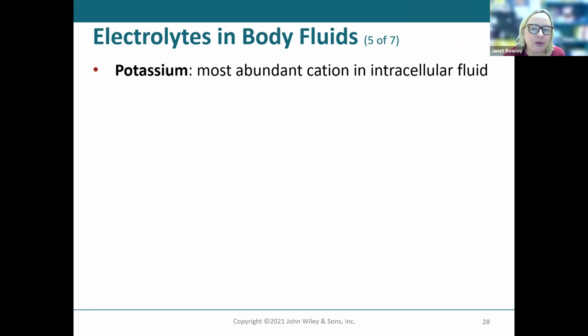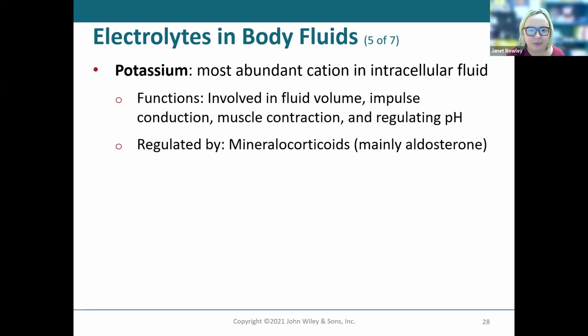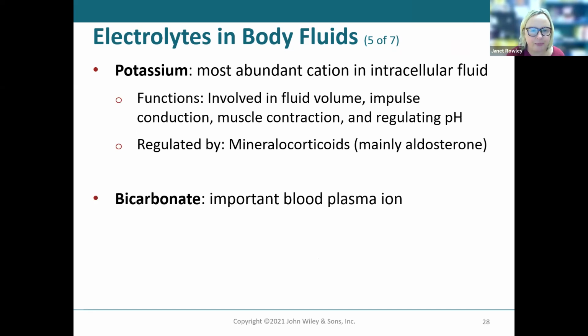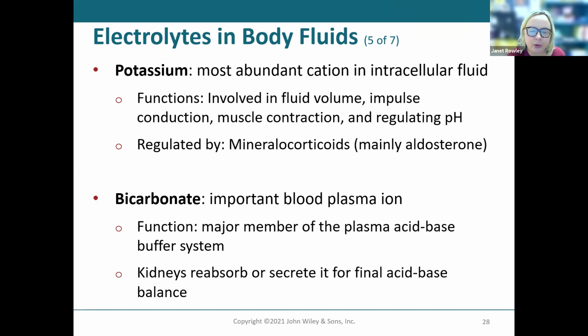All right, potassium. This is the most abundant cation in intracellular fluid. Its functions involve fluid volume, impulse conduction, muscle contraction, and regulation of our pH. The amount of potassium is regulated by mineralocorticoids, mainly aldosterone. The next electrolyte is the bicarbonate ion. It is a very important blood plasma ion. It functions as the major member of the plasma acid-base buffer system, and we'll get into buffers at the end of this chapter. Kidneys reabsorb or secrete it for the final acid-base balance of the blood.